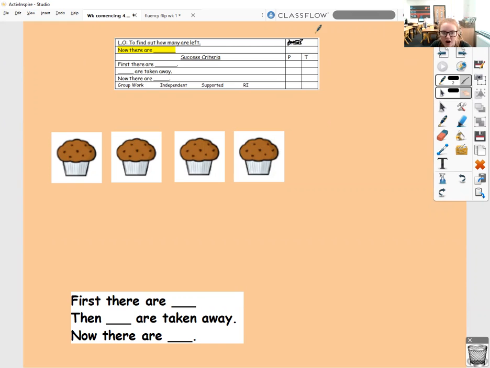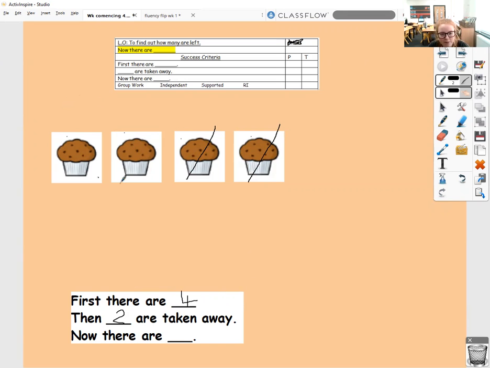So first there are, how many muffins do I have to start with? First there are, let's have a count, 1, 2, 3, 4 muffins. First there are 4 muffins. Then I'm going to take away 1, 2. Then 2 are taken away. So first there are 4, then 2 are taken away.